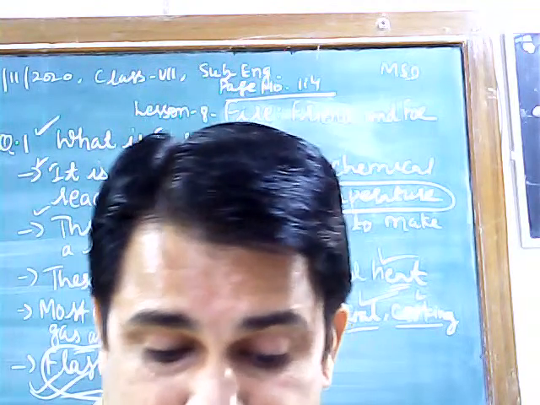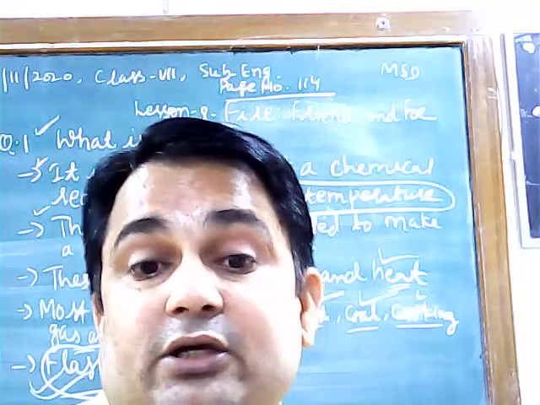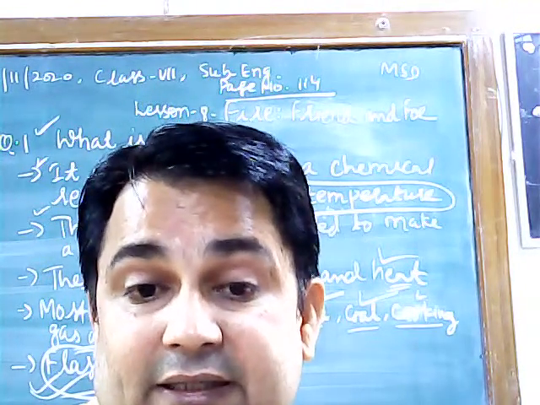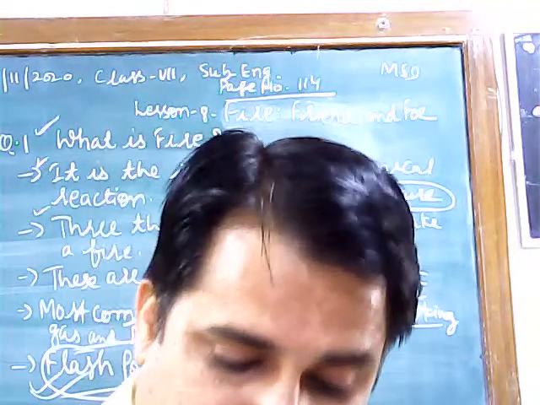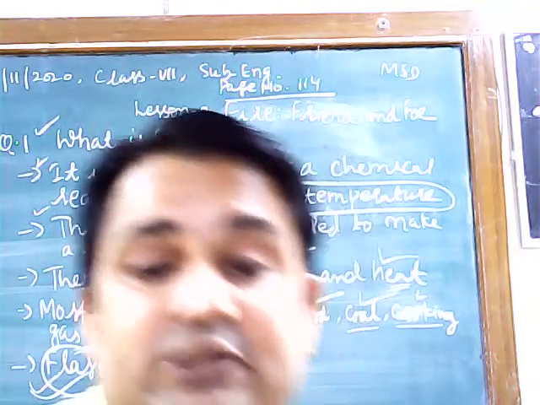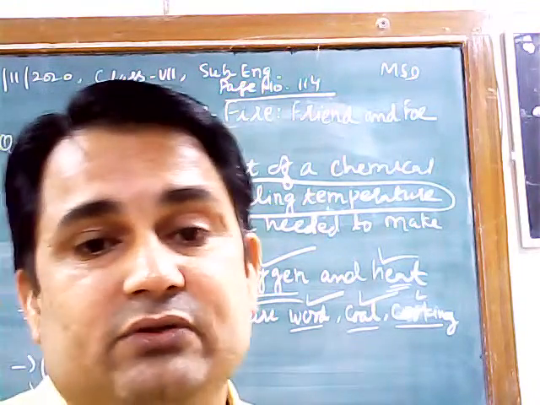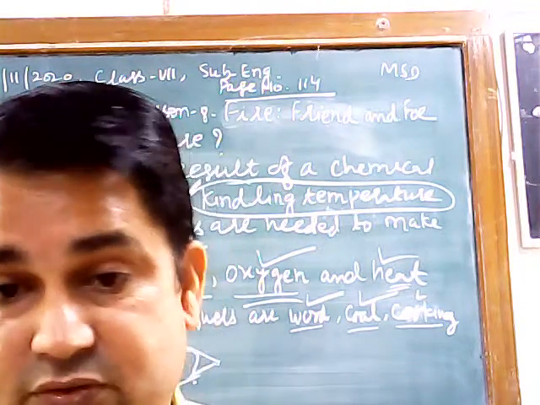Then the second way of putting out a fire is to prevent oxygen. You prevent the oxygen supply. And what is the third way? The third way of putting out a fire is to remove the heat. You remove the heat. Okay, did you understand it or not?